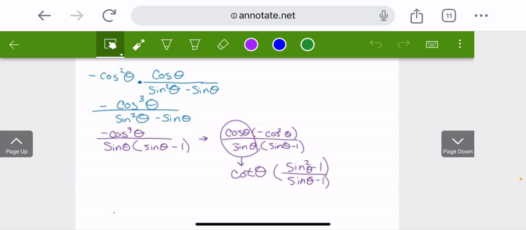Let me get another color and I'm going to write it for you. The sine squared of theta minus 1, that's something squared minus 1, right? If we had x squared minus 1 in a fraction and we were trying to simplify it, what would we do? Square root? Not square root, there's no equal sign here. Factor it. What pattern is it? What would it look like factored if it's x squared minus 1? How would we put this into factored form?